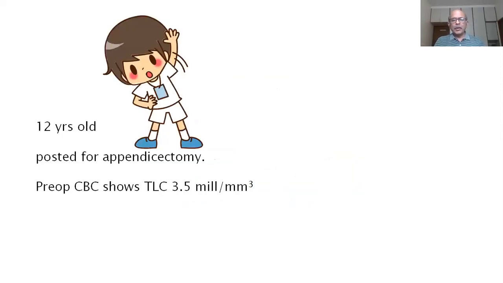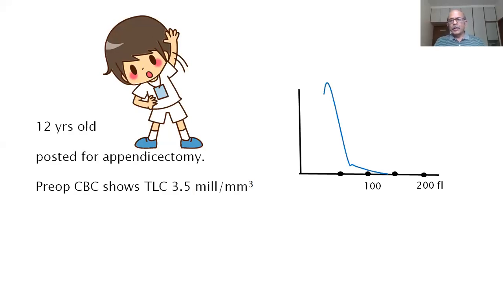Now, this 12-year-old child was posted for appendectomy, and as a part of the routine pre-op investigation, a CBC was done, which showed a total leukocyte count of 3.5 million, TLC of 3.5 million. And if you look at the histogram, you will find that it begins huge and there is a sharp fall.